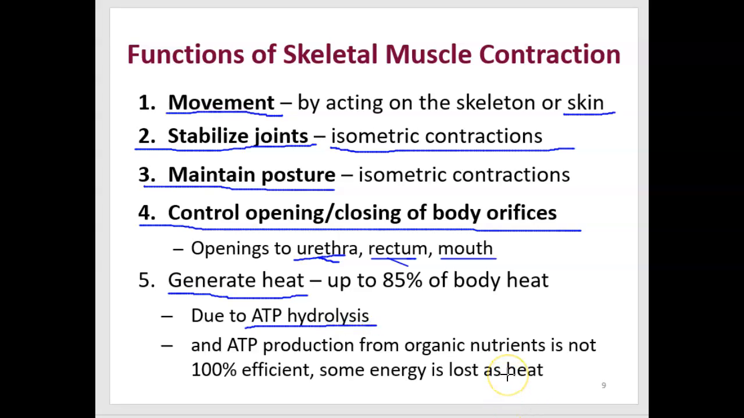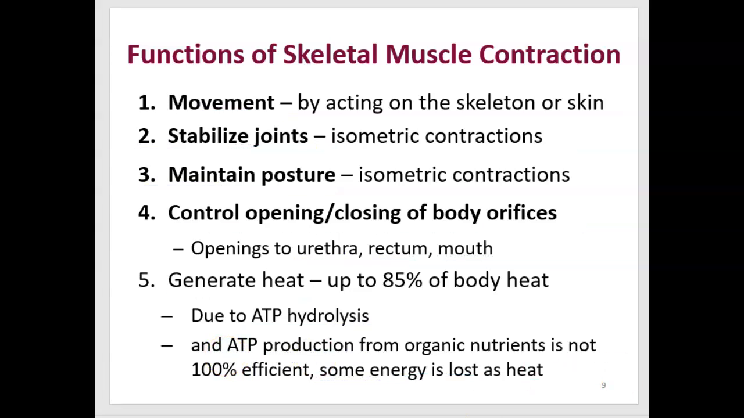In fact, up to 85% of your body heat is due to muscles breaking down ATP. Also, muscles need a lot of ATP, so they make ATP. And when they make ATP, it's not a 100% efficient process. So an organic nutrient is broken down. The energy that's released is used to make ATP, but not all of that energy is utilized. Some of it escapes as heat. So some energy is lost as heat when ATP is produced.